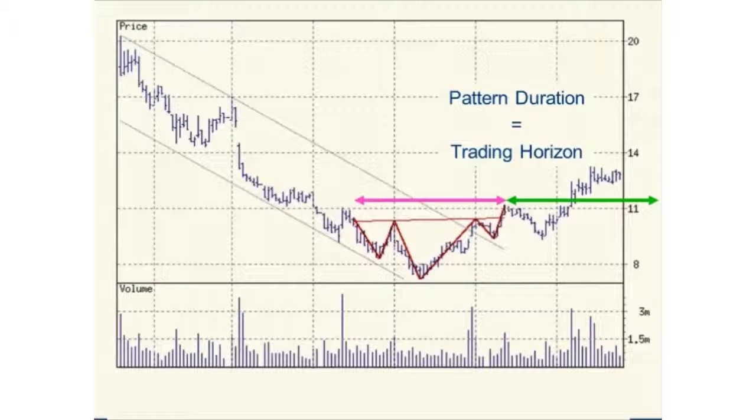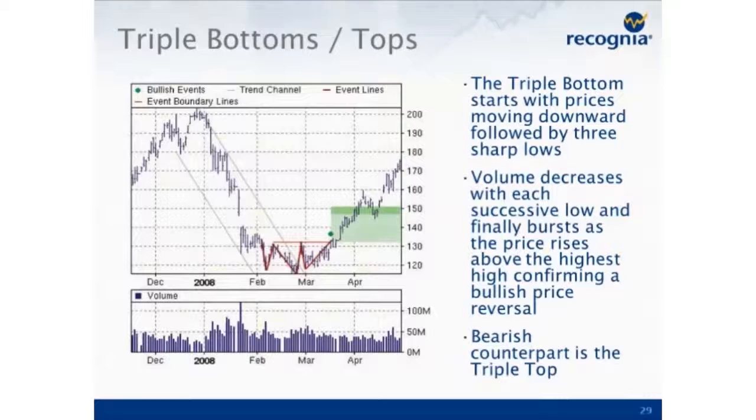So bear in mind, these are just rules of thumb. They're not hard and fast rules, but they are a useful indication for traders to say, here's what we think is going to happen, and here's how long we think it will take.